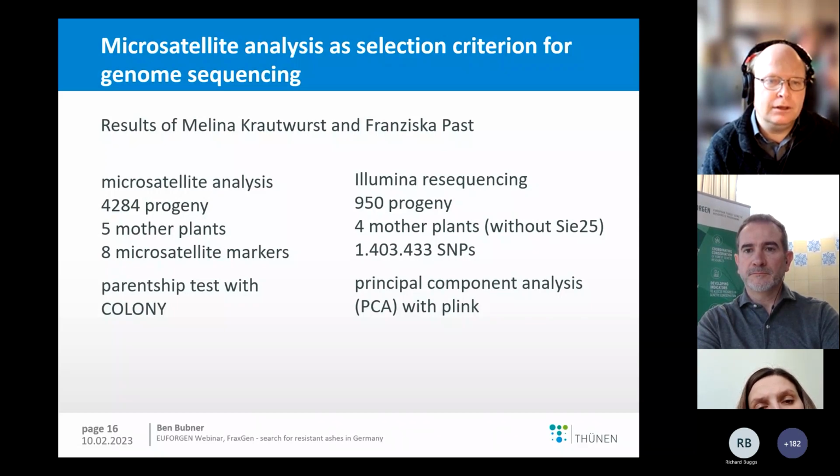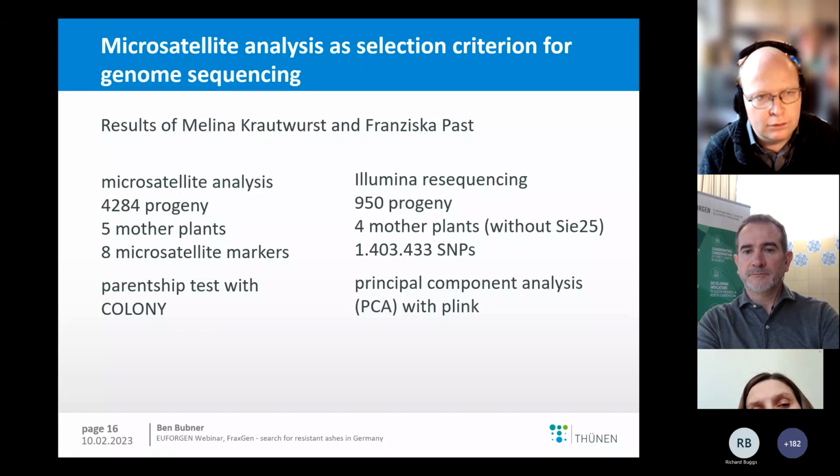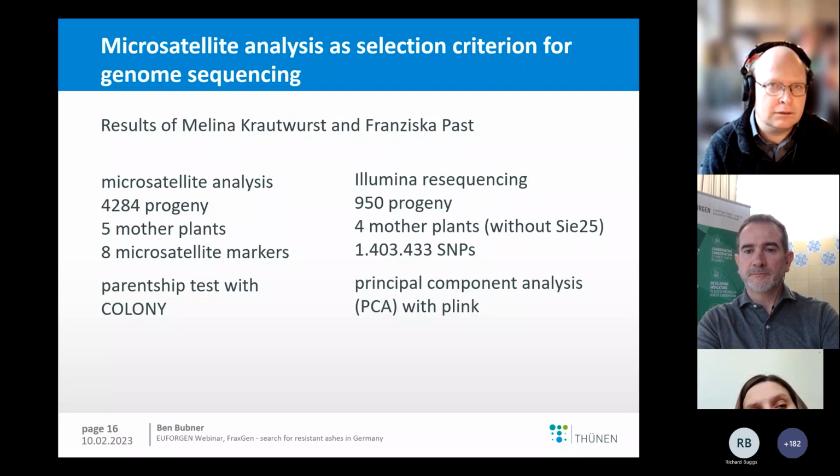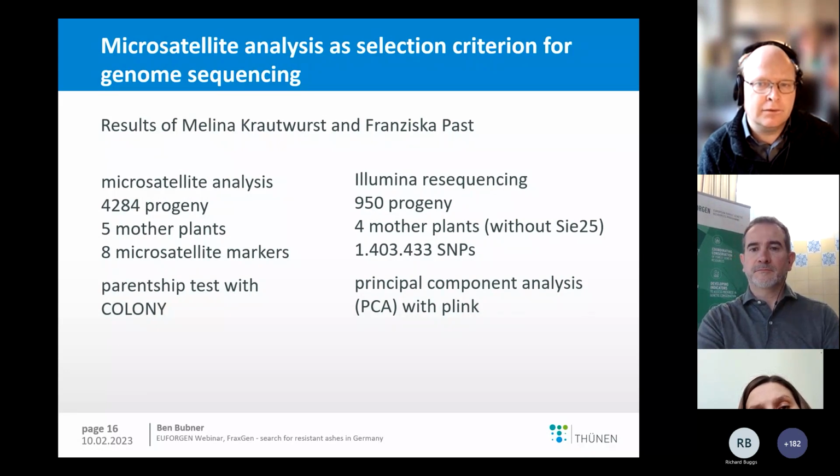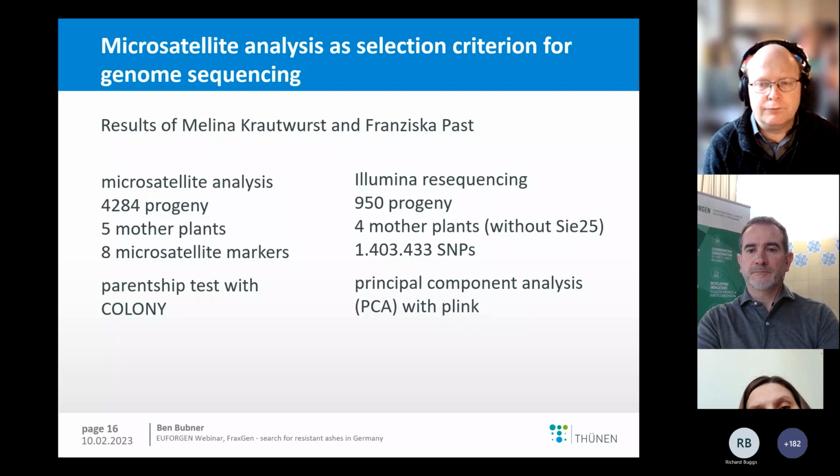So we screened all 4,300 plants with a reduced set of microsatellite markers, and ran the parentage test with Colony. And we had full sibling families with membership numbers between 50 and 160 plants. Altogether, we selected 950 progeny for Illumina resequencing.